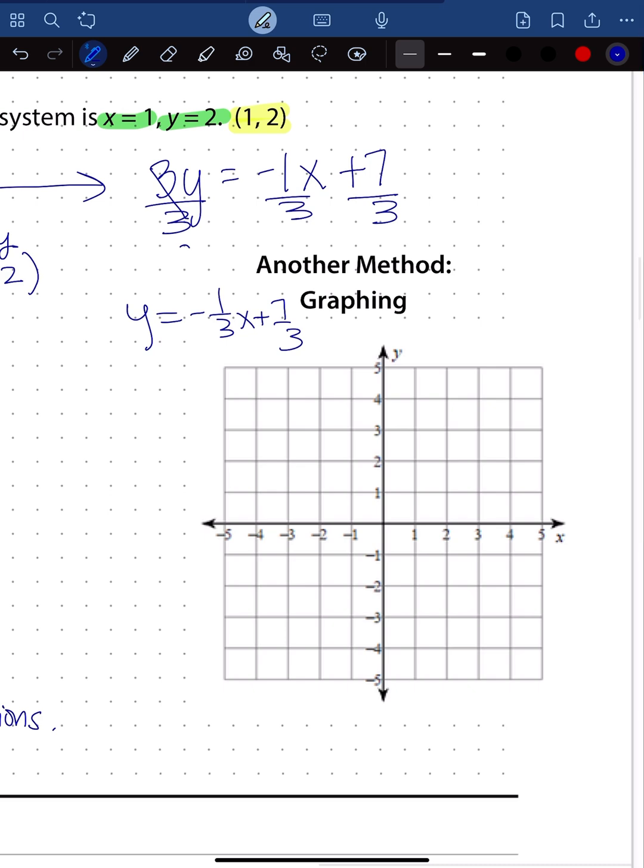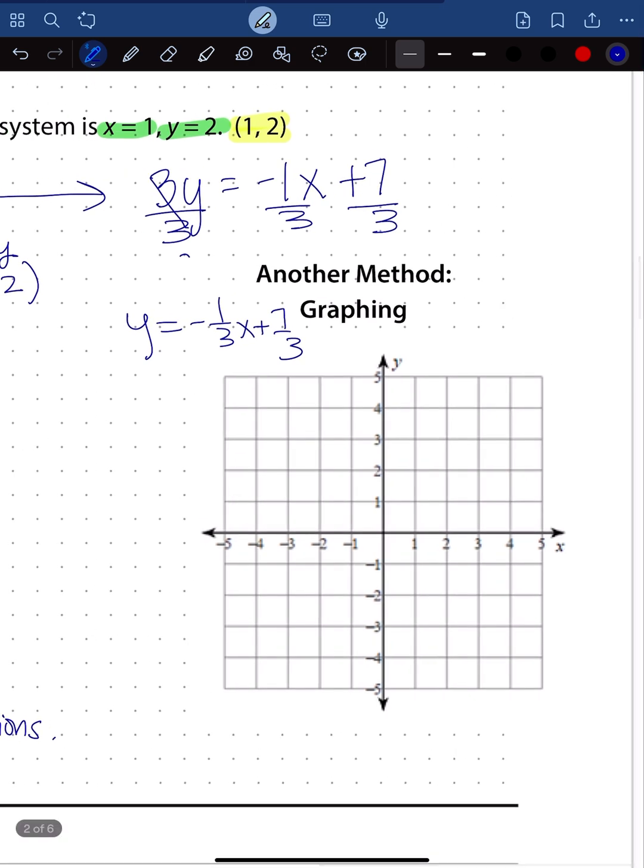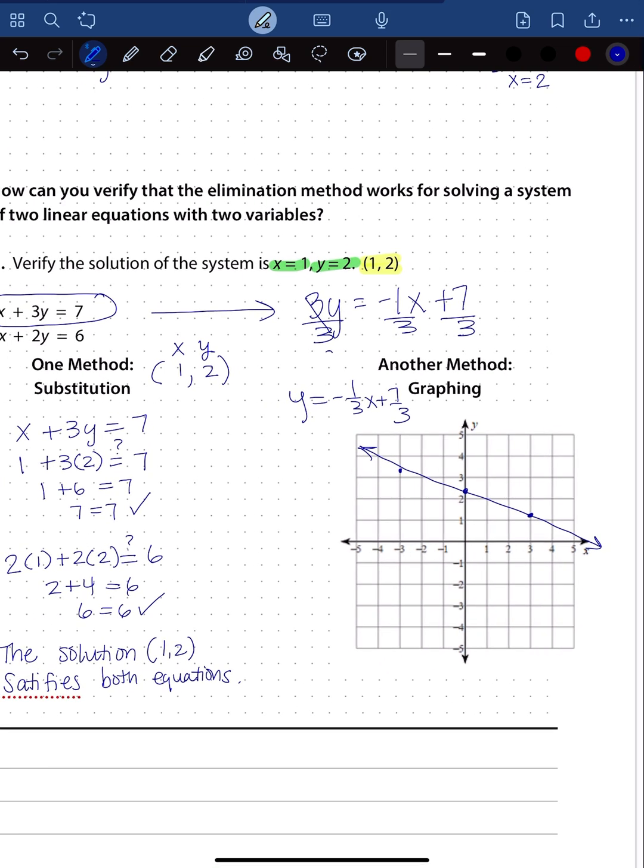So starting with the y-intercept of 7/3, 3 goes into 7 2 times, there's 1 left over, so that's 2 1/3. That's about right here. My slope is negative 1/3, so I can go down 1 and to the right 1, 2, 3. I can also go up 1 and to the left 1, 2, 3. So if I sketch a line going through these points, this one here represents x plus 3y is equal to 7.